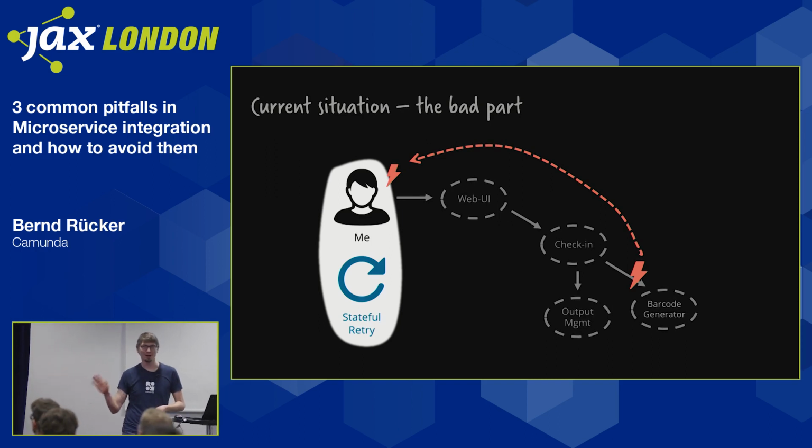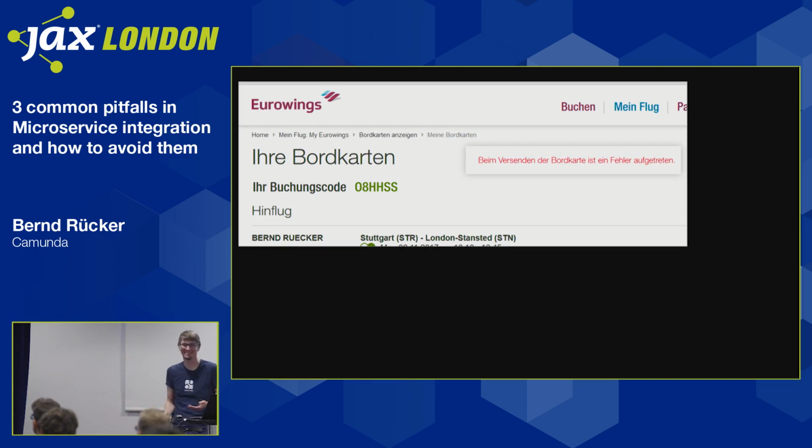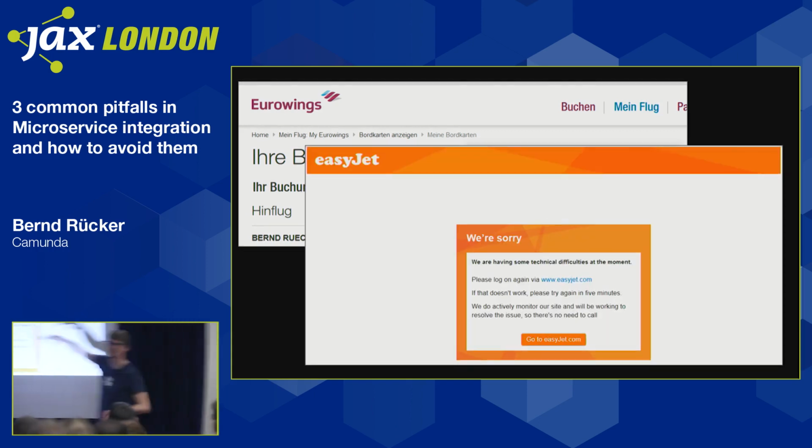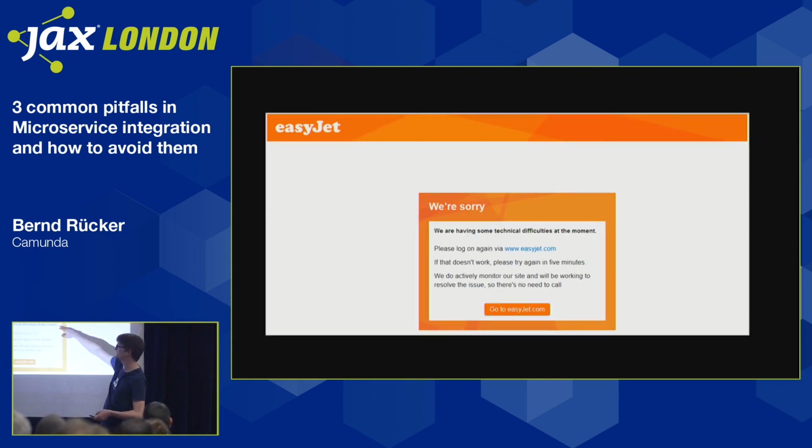The best part of that story, and it's really true, it was my onwards flight from London on this trip was with EasyJet. And I got the same thing. They have a different error message. That's actually a better error message. They say, we're having some technical difficulties at the moment. Okay, I recognize that. Please log on again via EasyJet. Okay, retry it. If that doesn't work, please try again in 5 minutes. Increase the interval. And the best part, that's really my favorite.